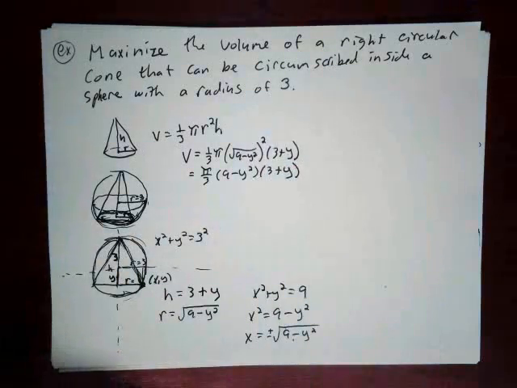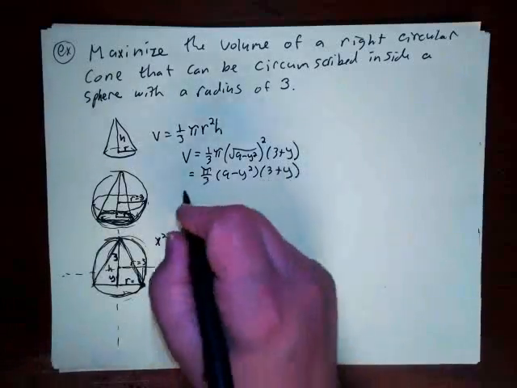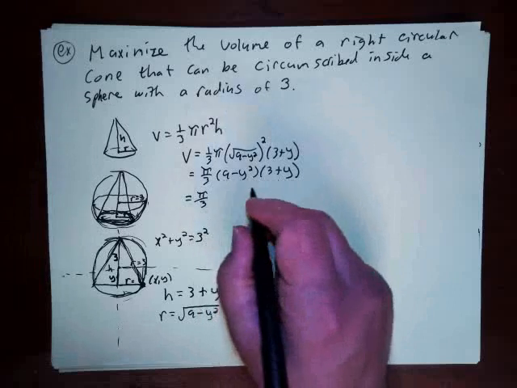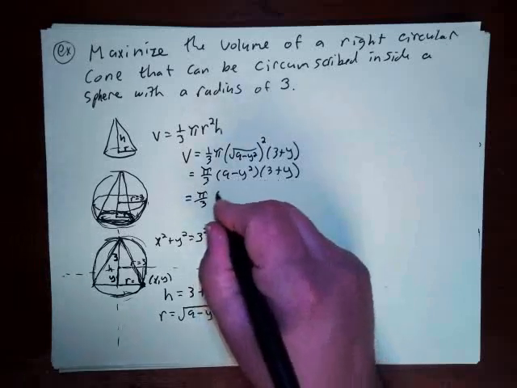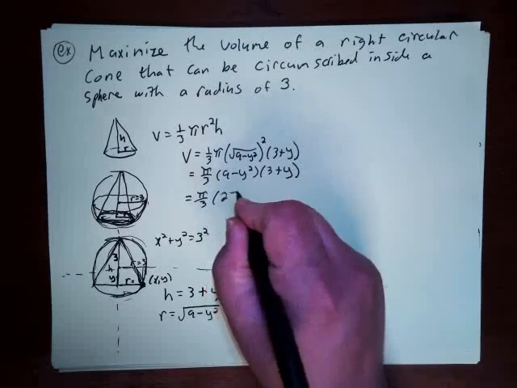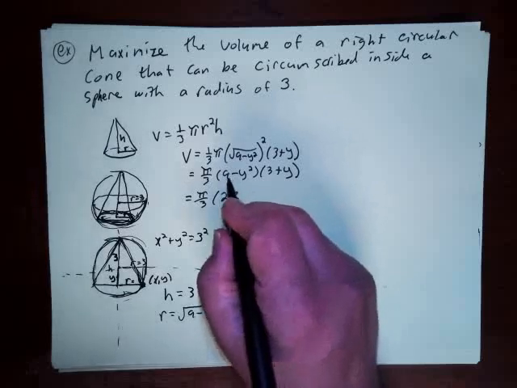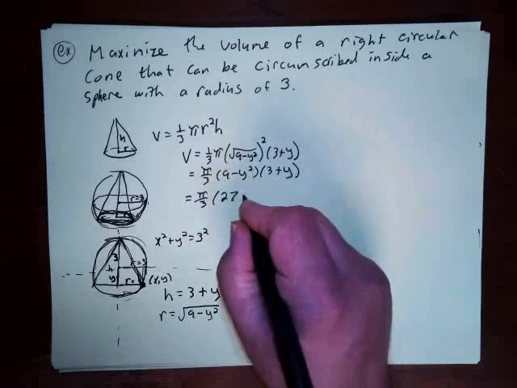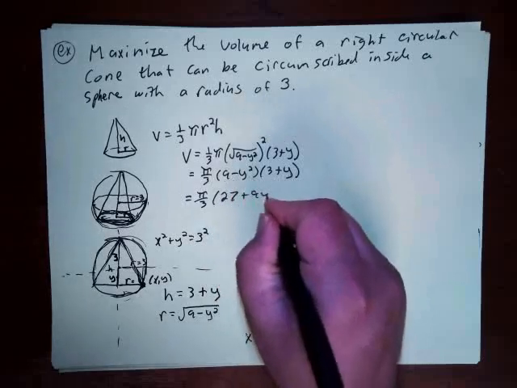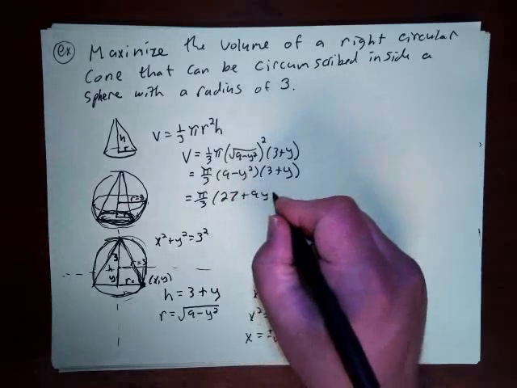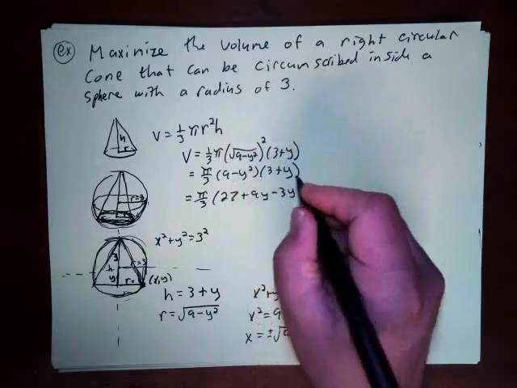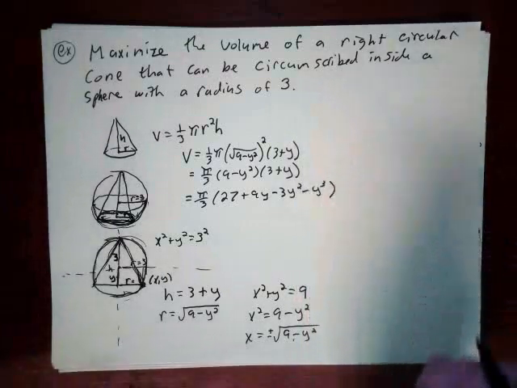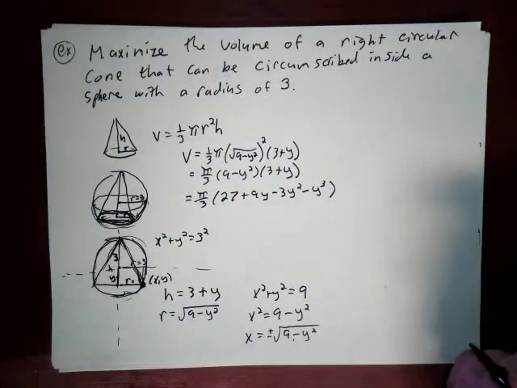And so that's nice, because now we just have a polynomial. So I'm going to write pi over 3, and then I'm going to multiply these together. So the first two would be 27. FOIL outer two would be 9y. Inner two would be negative 3y squared, and last two would be negative y cubed. And so it would look like this.